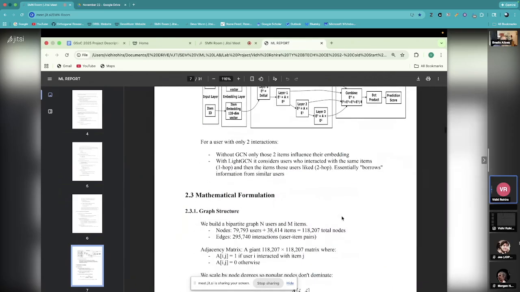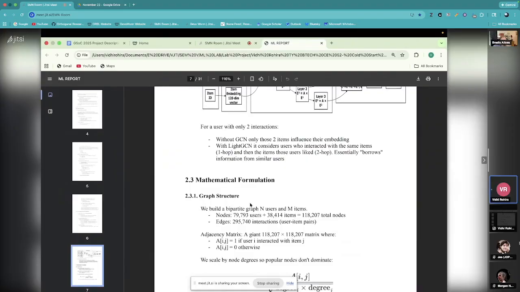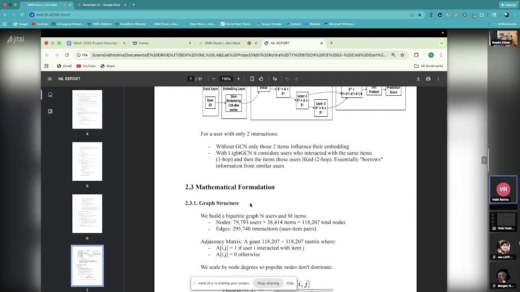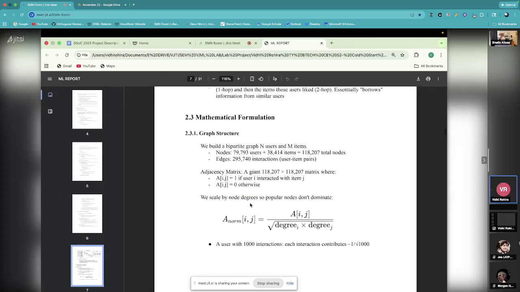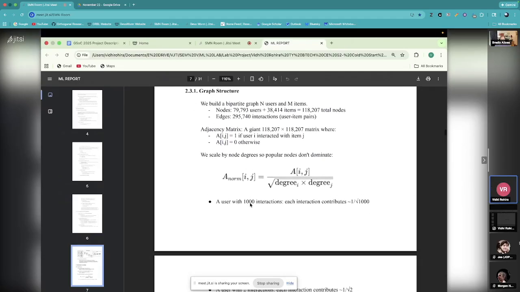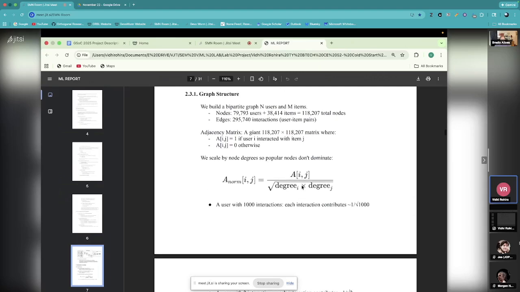So before we tried LightGCN, we also thought that we can use a simple model like logistic regression. But we were wrong there because logistic regression failed, and logistic regression is usually for binary things like yes or no, should this be suggested, should this not be suggested. But our problem was more complex and we wanted to suggest better things to the users. So yeah, this is just the math part of what we used. And this is the node degrees to popular nodes so that they don't dominate.